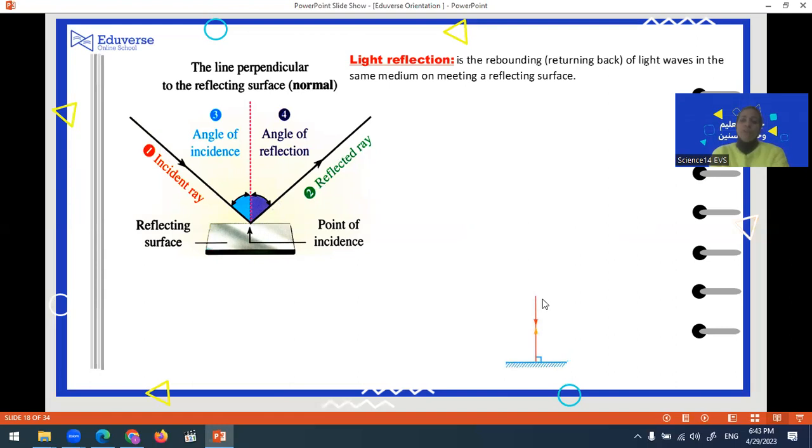What will happen? What do you think if I will, for example, place here a torch perpendicular to the reflecting surface? The light will come out from the torch, falling perpendicular on the reflecting surface. What about the reflection, will it happen? Yes, reflection will happen, and it will reflect on itself.